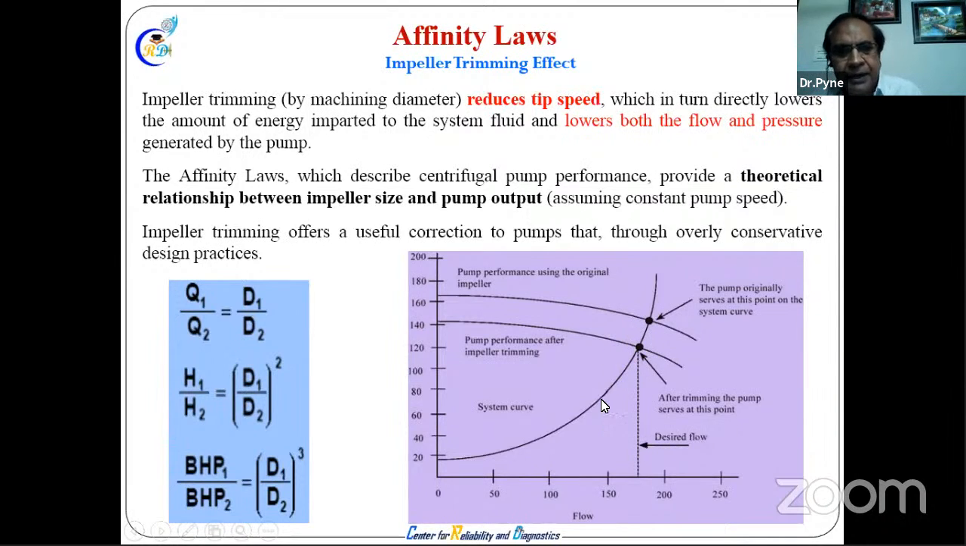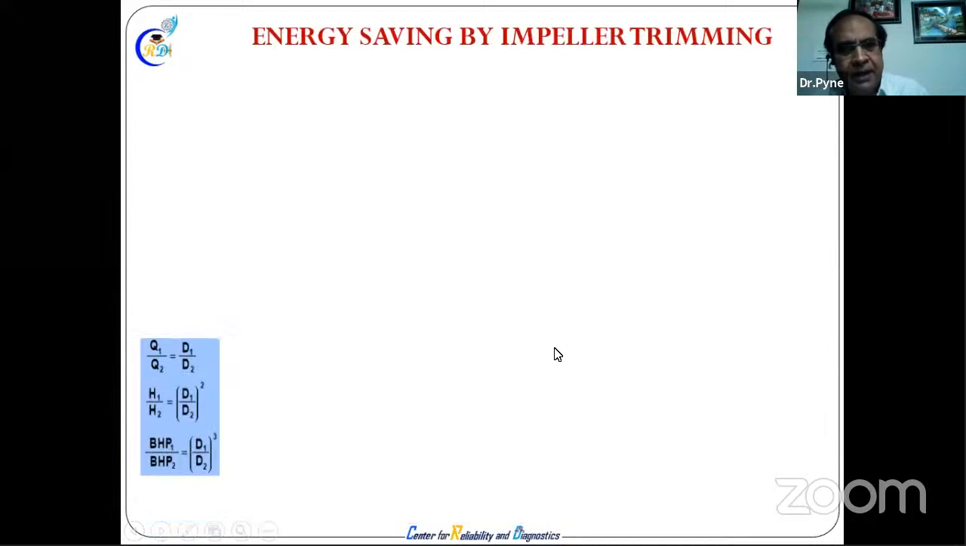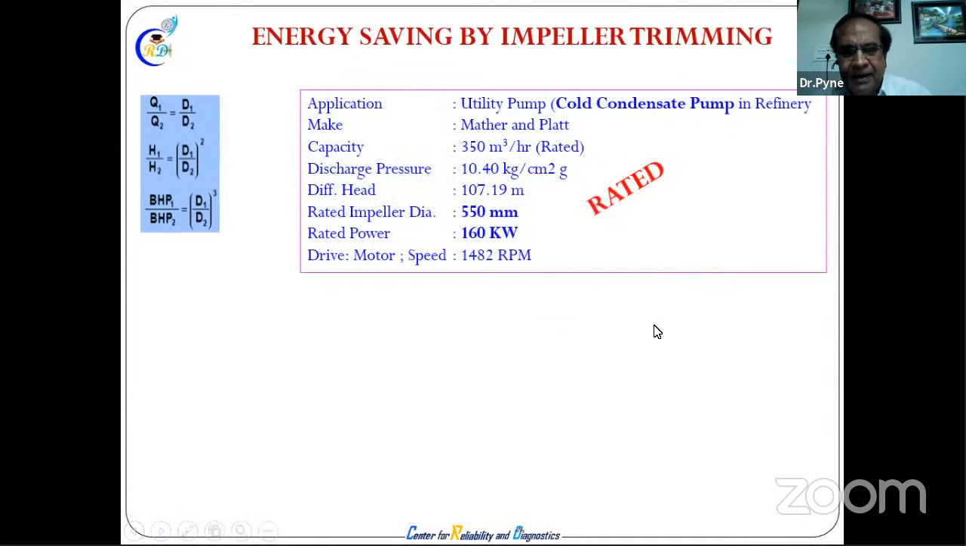After trimming, you want to have the desired flow, but how can I get it easily instead of changing the pump itself? That's why people want this, and it is done by trimming. So, energy saving by trimming the impeller. This is the case of a condensate pump in a refinery in Gujarat. So they have done it.